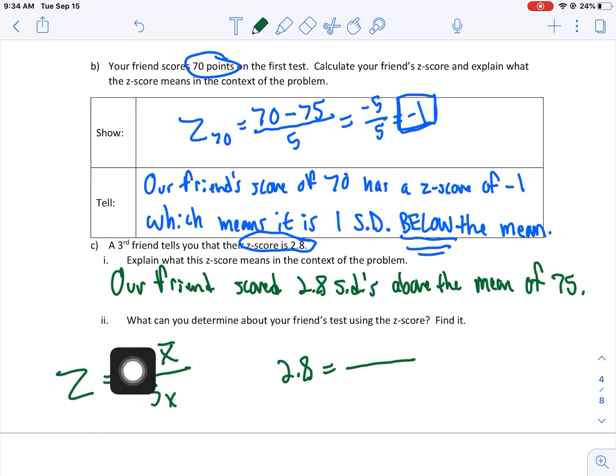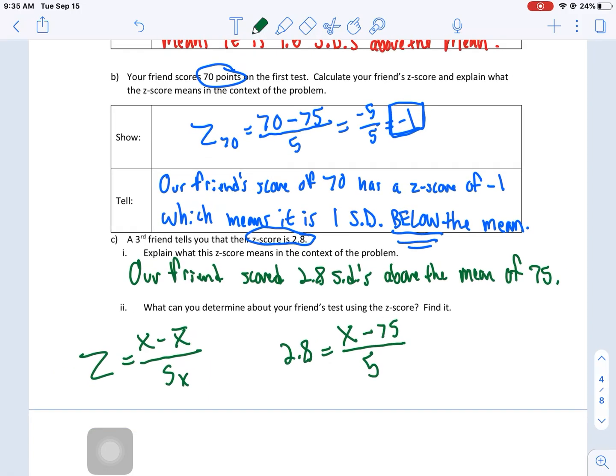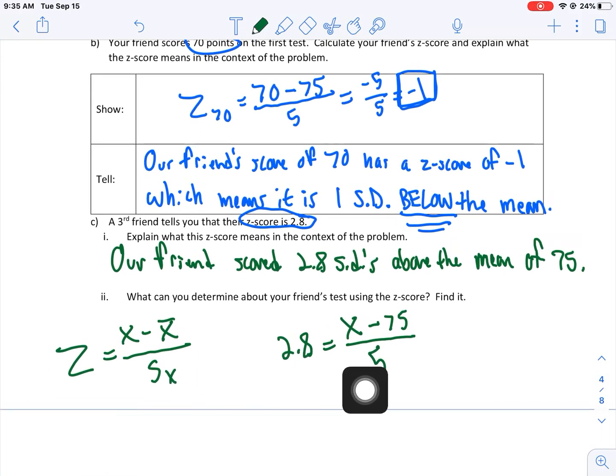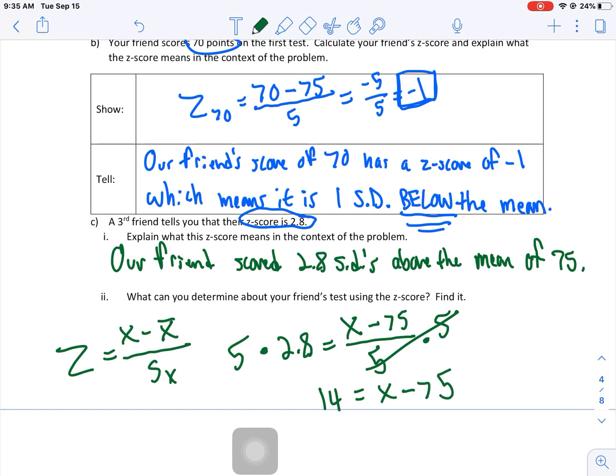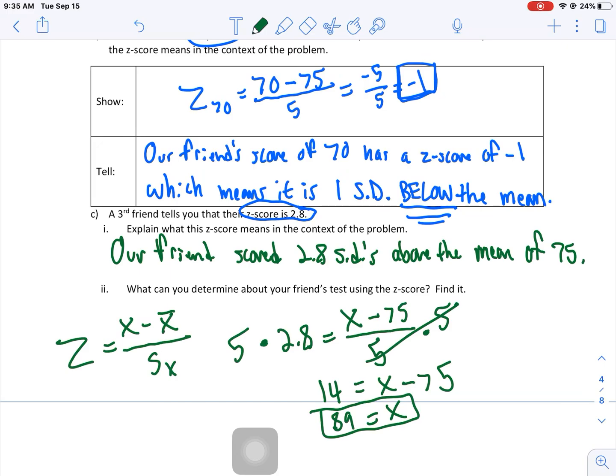What we don't know is the value. We don't know x. We don't know what his actual score was. But the rest we do know. We know the mean and we know the standard deviation, which was 5. And then this is just a matter of algebra. I'm going to get rid of the 5 by multiplying both sides by 5. 2.8 times 5 is 14. Add 75 to both sides. So we have x equals 89. So our friend scored 89.